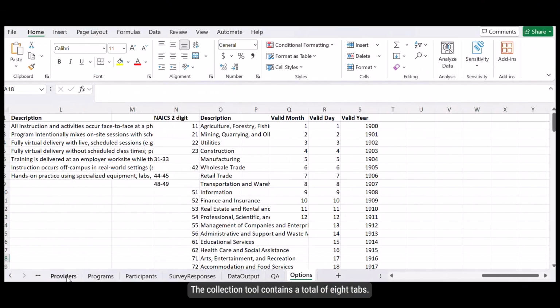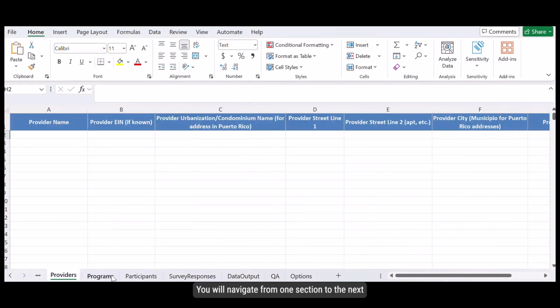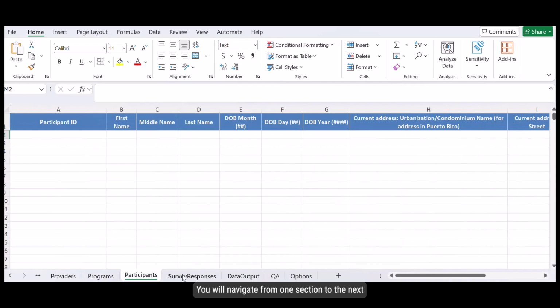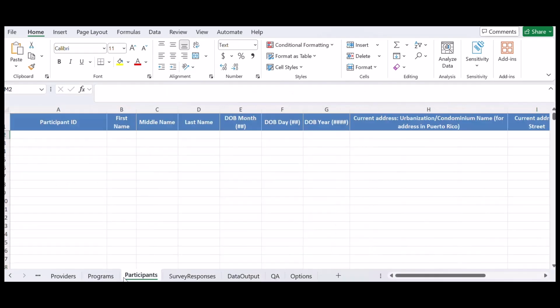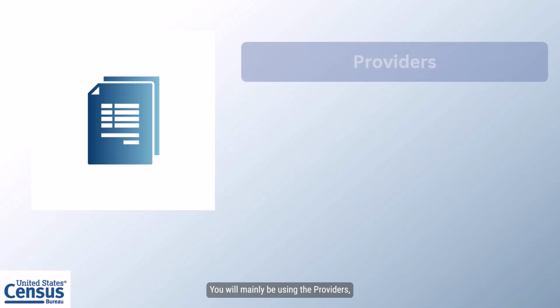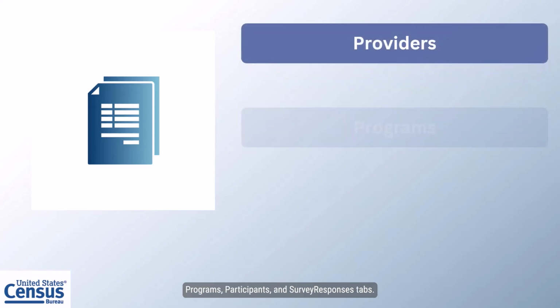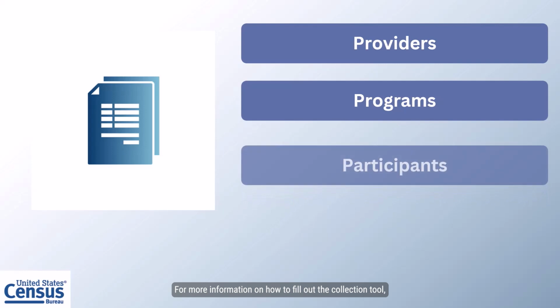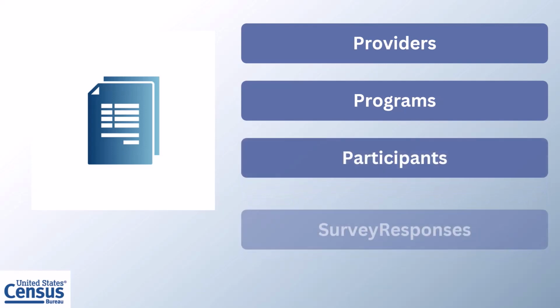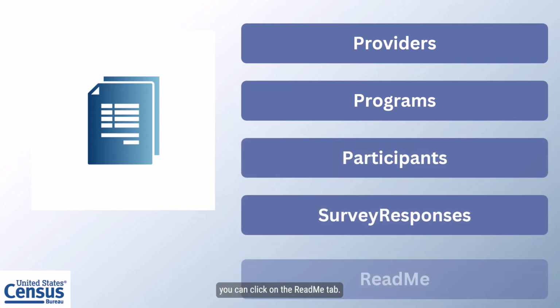Entering information for the first submission. The collection tool contains a total of 8 tabs. You will navigate from one section to the next by selecting the tabs along the bottom of the spreadsheet. You will mainly be using the Providers, Programs, Participants, and Survey Response tabs. For more information on how to fill out the collection tool, you can click on the Read Me tab.